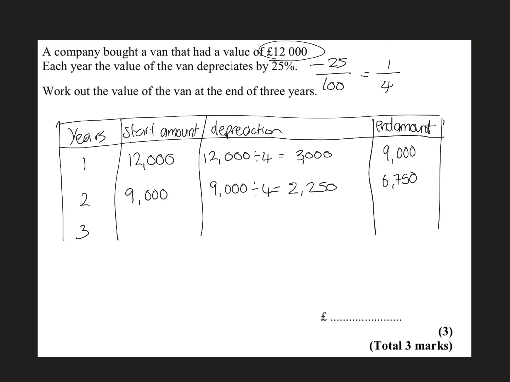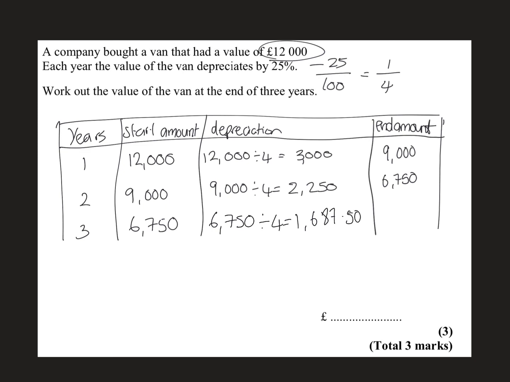Okay, so at the beginning of our third year, remember, it is now 6,750. And we're going to take another quarter off. So 6,750 divided by 4. Or we're taking off 25%, but remember that is equivalent to a quarter. So 6,750 divided by 4 is £1,687.50.